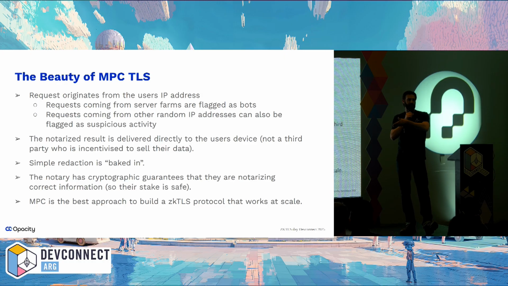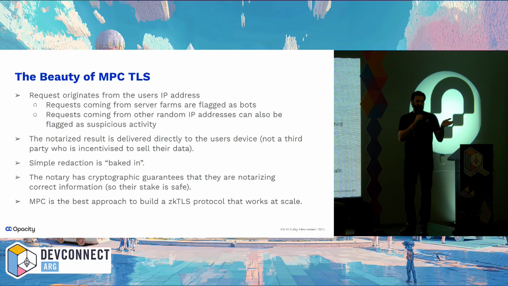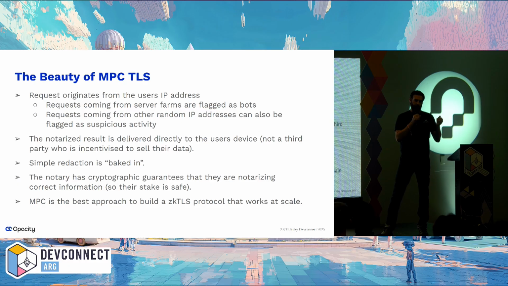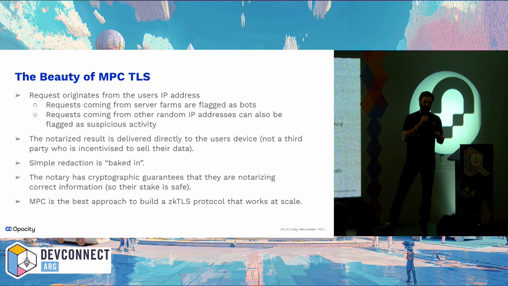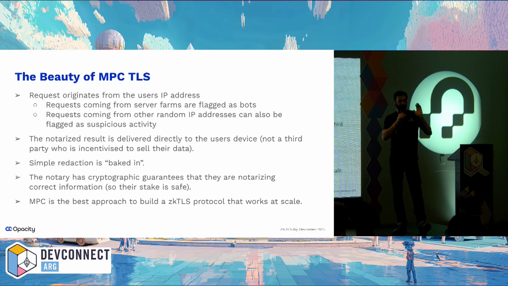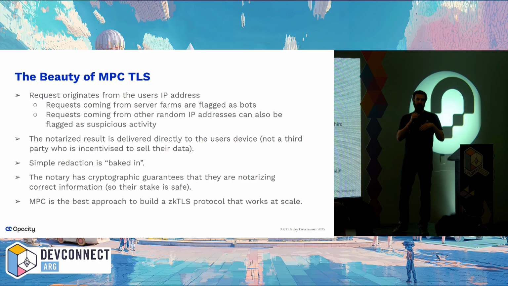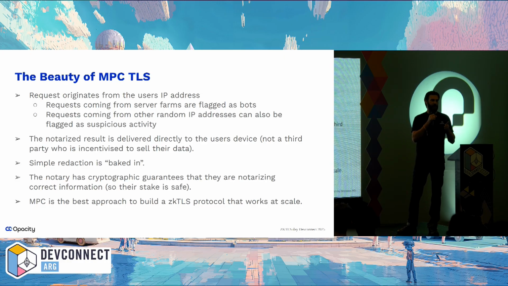Another nice thing, the notarized result is delivered to the user's device. They can choose what to do with it. Simple redaction is baked in. I'll talk about some of the limitations of that in a moment. And again, the notary has cryptographic guarantees. So if that's a restaker, and you're signing off that this piece of information came from this server, you have cryptographic guarantees that you're not going to get slashed. So bottom line is MPC is the best way to scale a zkTLS network.